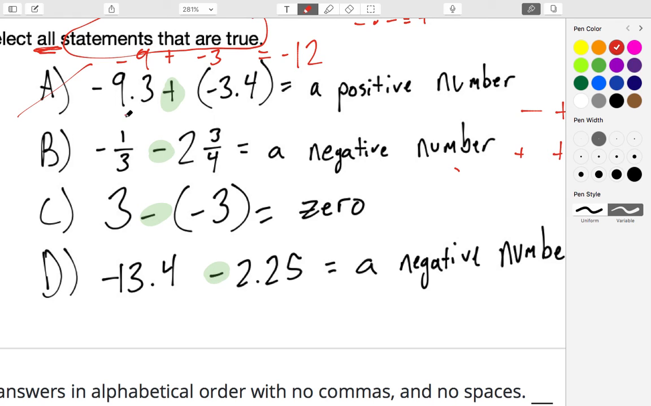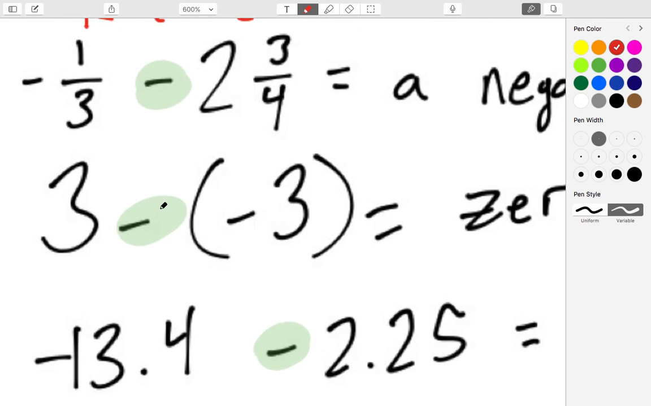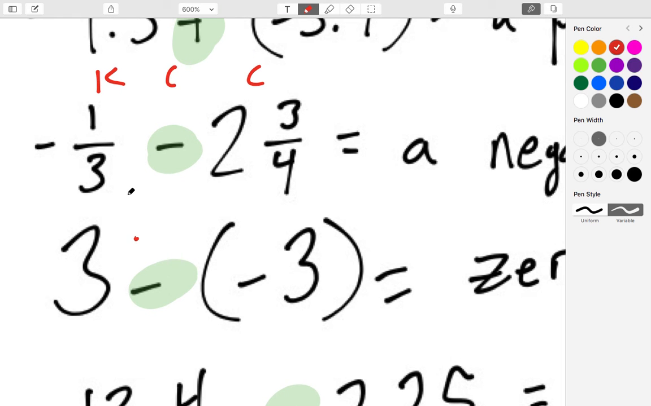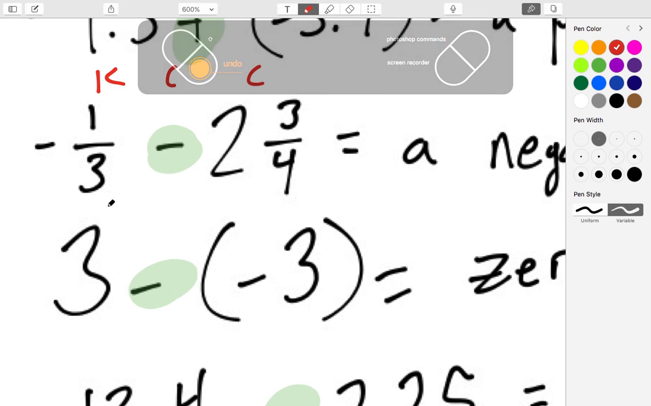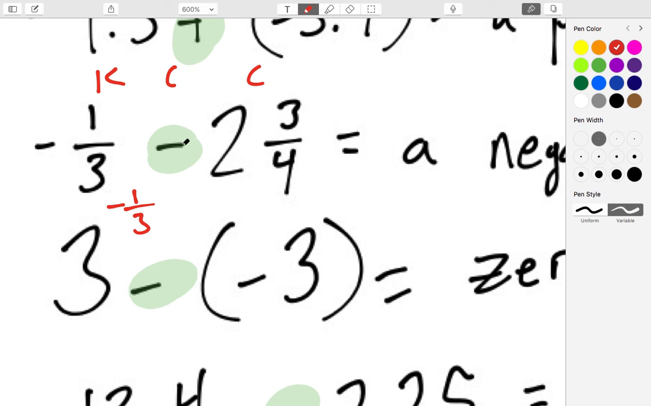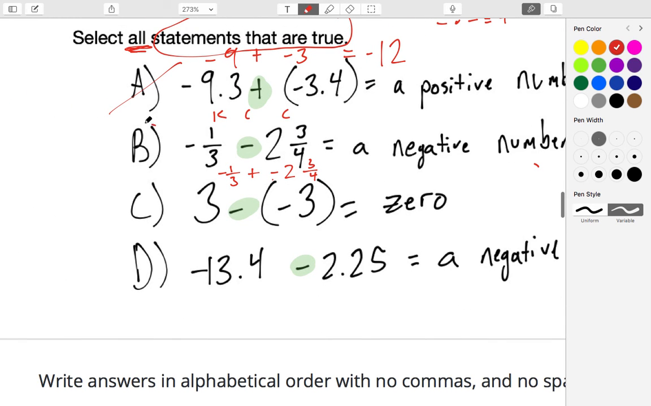So we're going to do keep, change. Could you help me out with this part too? What would you put for keep? You put negative 1/3 for keep. Okay, negative 1/3. What about the change? You change that to addition. Change this to a negative 2 and 3 over 4. You have a negative plus a negative. Is it going to be a positive answer or a negative? A negative. So is this true or false? True. So B is an answer.